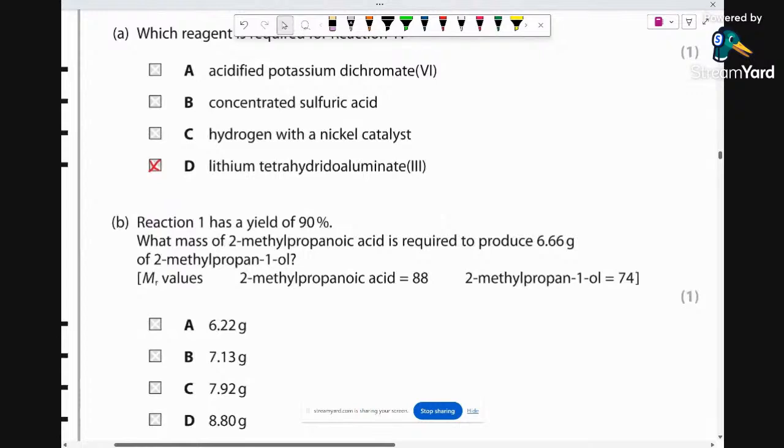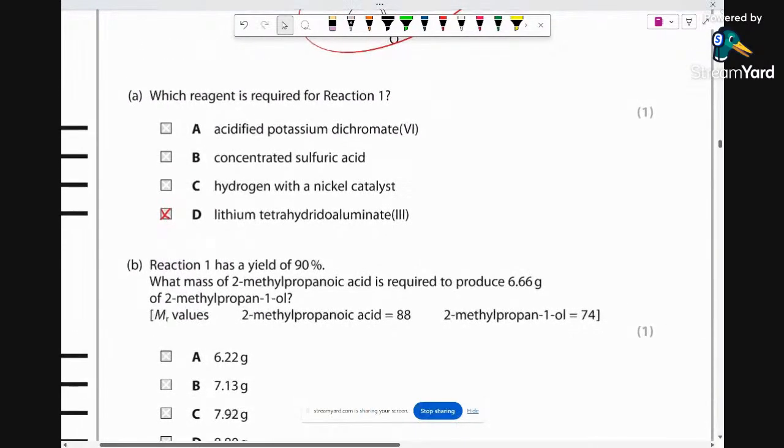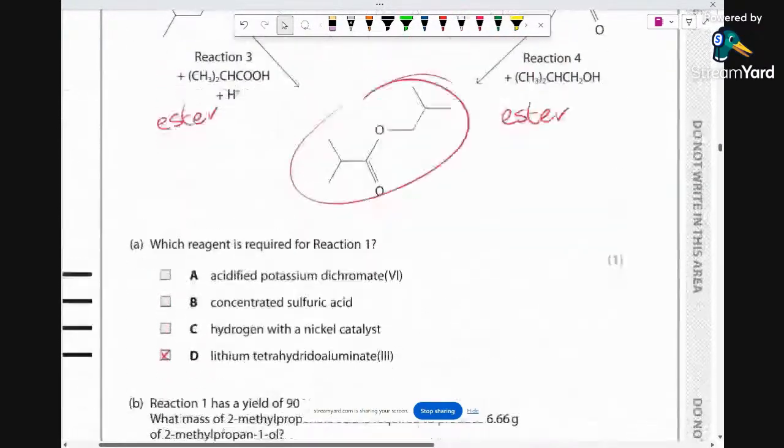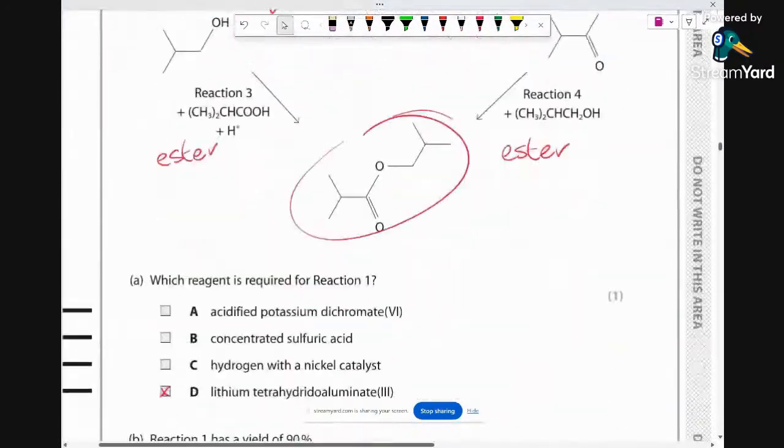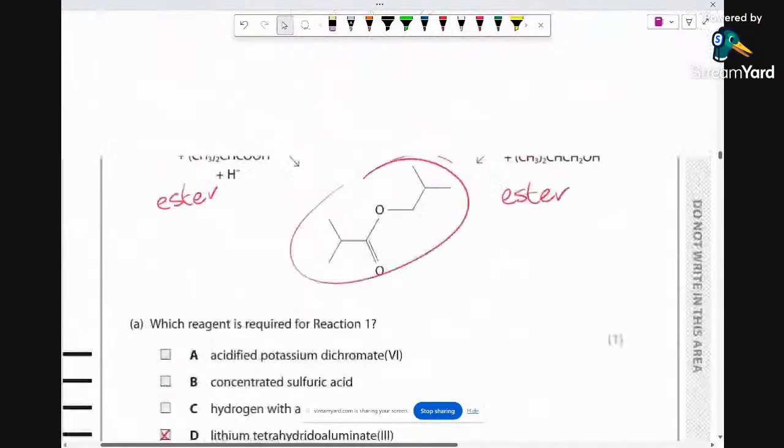What mass of 2-methylpropanoic acid is required to produce this? I hate these calcs. It's horrible. And it has a yield of 90%. That's how they make this A2, by the way. They add in this horrible yield trick. They do it at AS, by the way. It's kind of an AS question. They've even given us the MRs. That's kind of nice. So they've said reaction 1 has a yield of 90%.